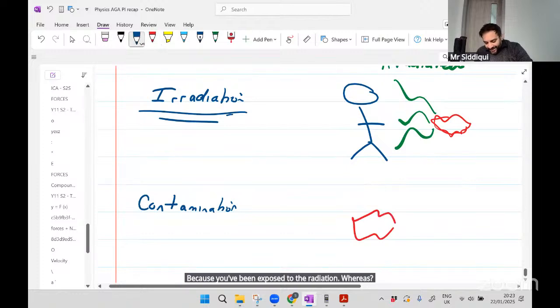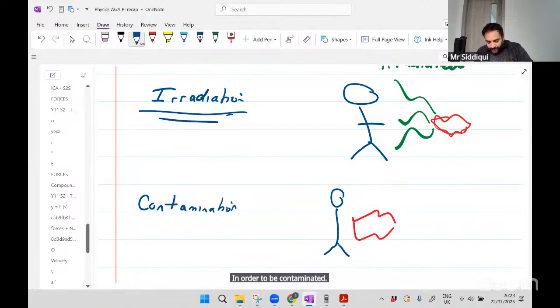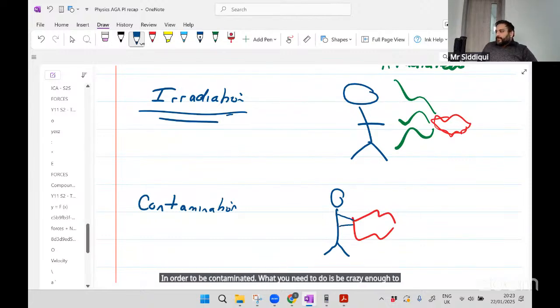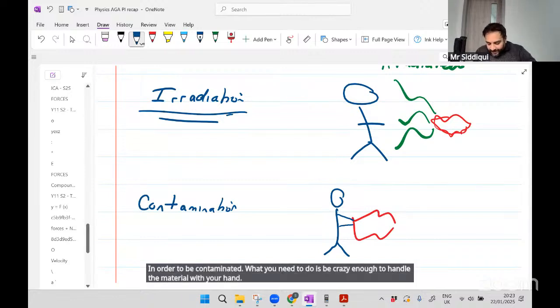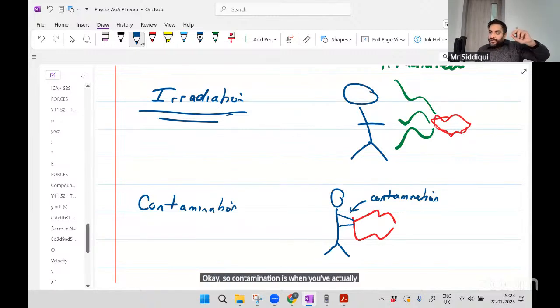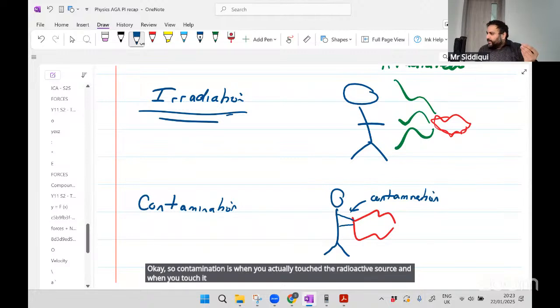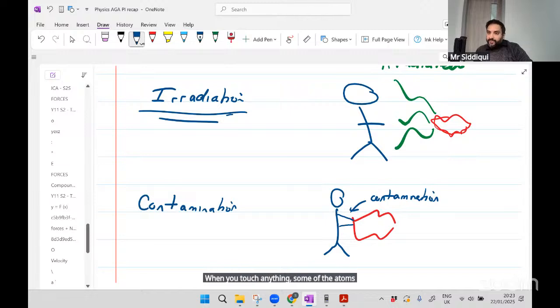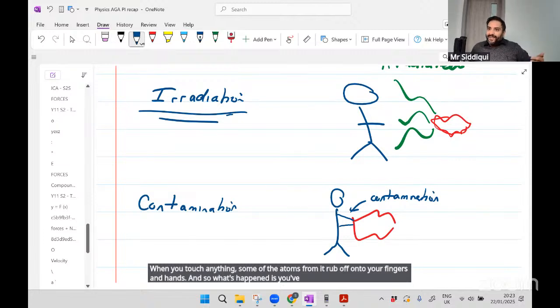in order to be contaminated, what you need to do is be crazy enough to handle the material with your hands. Okay? This is described as being contaminated. So contamination is when you've actually touched the radioactive source. And when you touch it, because remember, atoms are impossibly tiny, some of the atoms from it rub off onto your fingers and hands. And so you've ended up with these radioactive atoms on your skin.